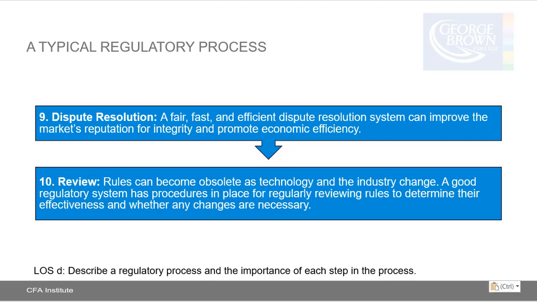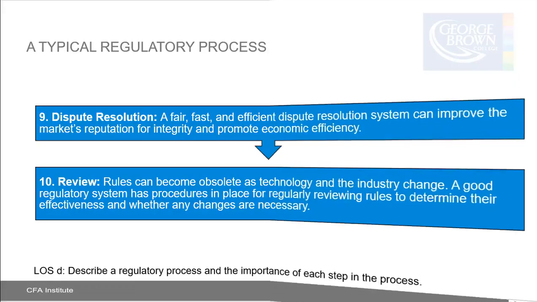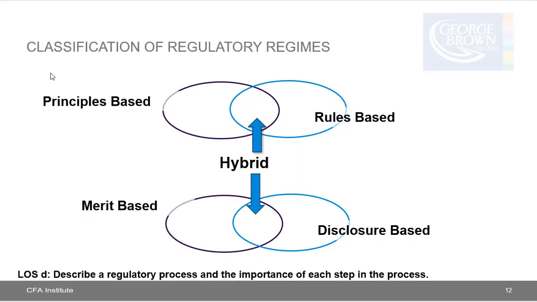Okay. Step number 9, dispute resolution. A fair, fast, and efficient dispute resolution system can improve the market's reputation for integrity and promote efficiency. And finally, step number 10 in the typical regulatory process is review. Rules can become obsolete as technology and the industry change. A good regulatory system has procedures in place for regularly reviewing rules to determine their effectiveness and whether any changes are necessary.